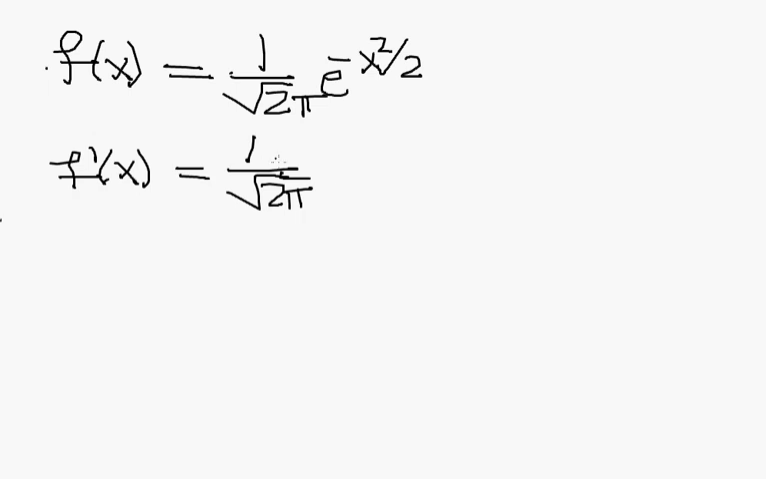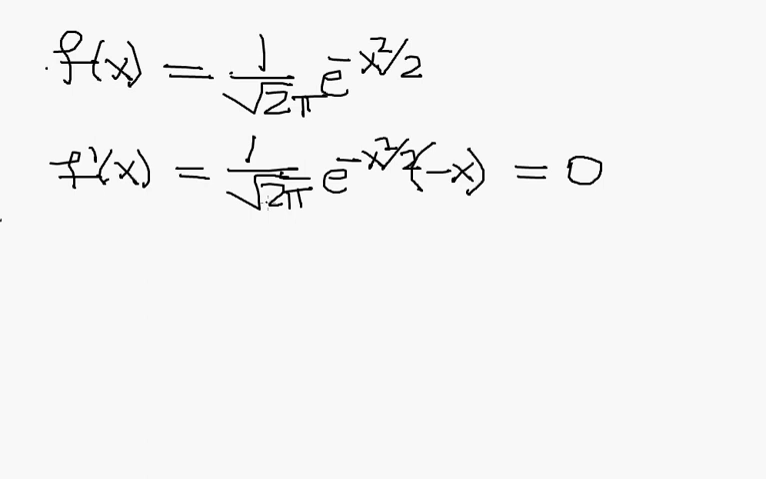The derivative of an exponential function is the exponential function times the derivative of the index, or the exponent. The derivative of negative x squared over 2 is negative x. So I take the derivative, I set the derivative equal to 0, and solve for x.